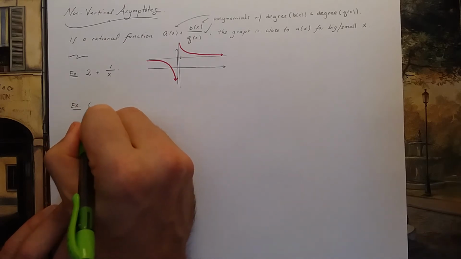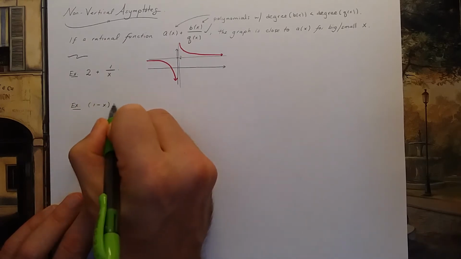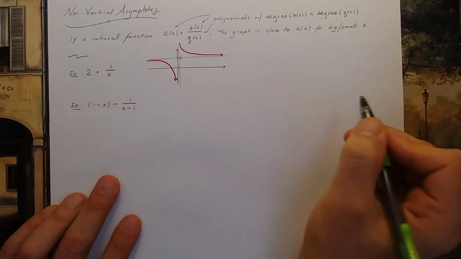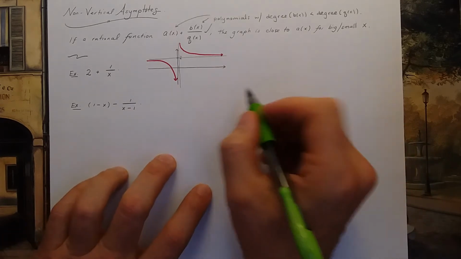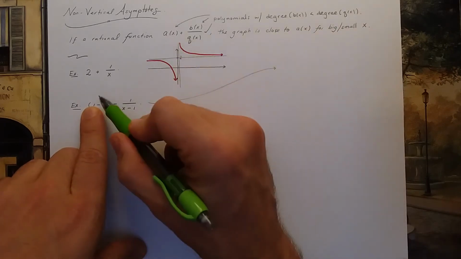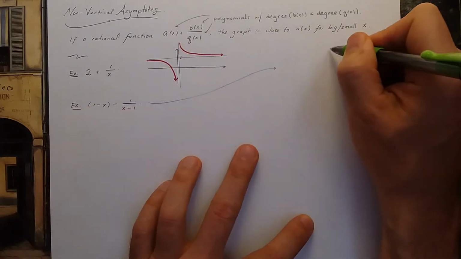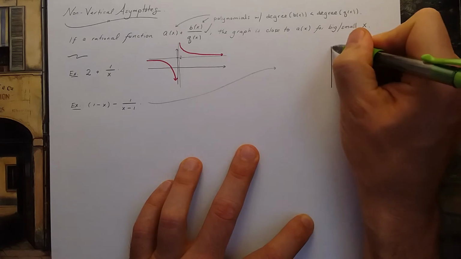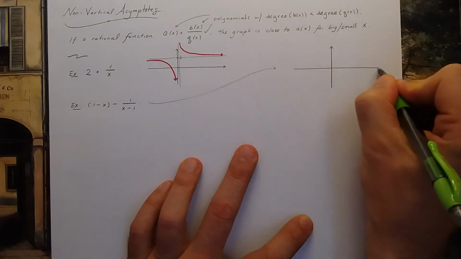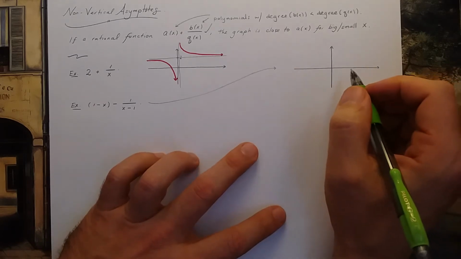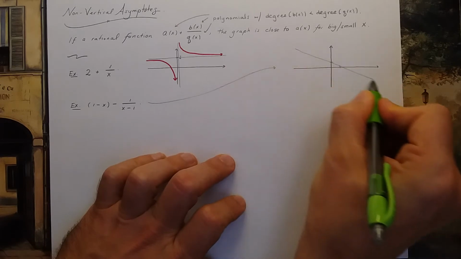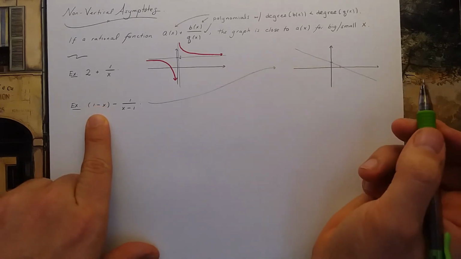What about the graph of 1 minus x minus 1 over x minus 1? Let's draw this picture over here. Here, my a(x) function is the line 1 minus x. So to draw the graph of this function, I'm going to draw the graph of the line 1 minus x as a guide for what's going on. So here is the diagonal line 1 minus x.